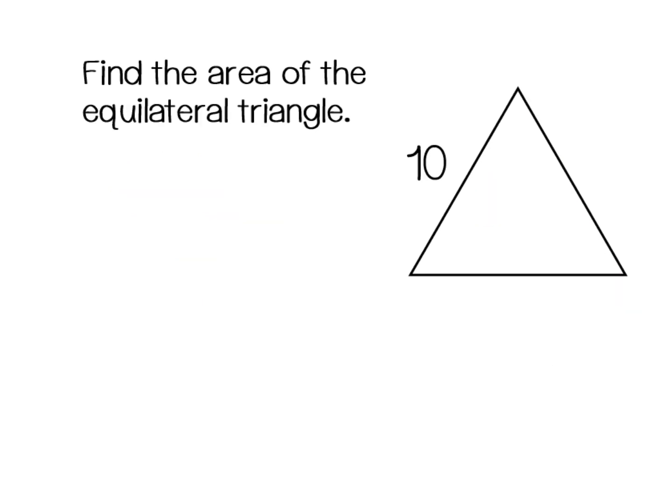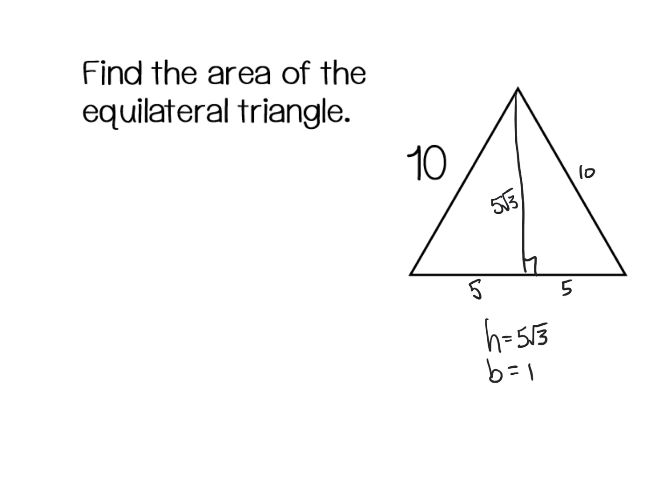All right, this time my side length is 10. So if I draw in my height, my altitude there, I know each of those little parts here are going to be 5. And then the height is going to be the short leg times radical 3. So it's going to be 5 radical 3. So my height is 5 radical 3.